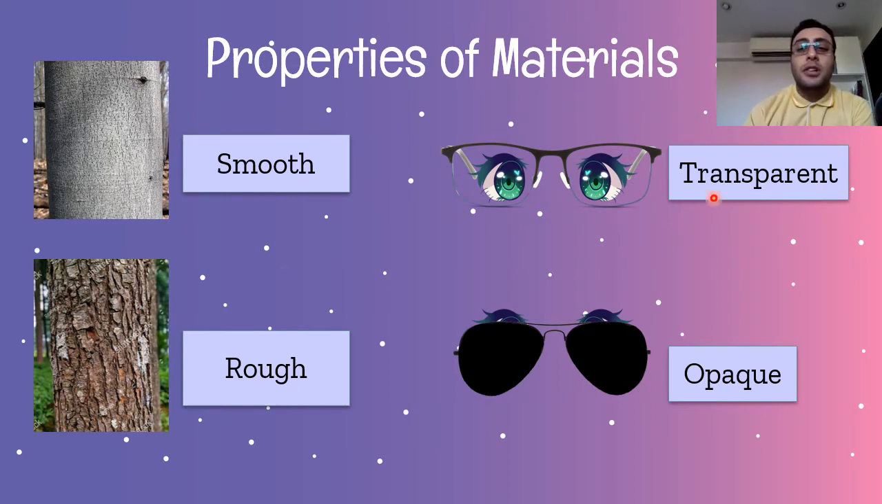Then we learned about transparent. Transparent. Remember, I told you glass is transparent. Some plastic materials are also transparent, like a bottle of water. It's transparent. You can see the other side. Then we have opaque. Opaque, you cannot see the other side. For example, ceramic is opaque. Wood is opaque. Metal is opaque. You cannot see the other side.